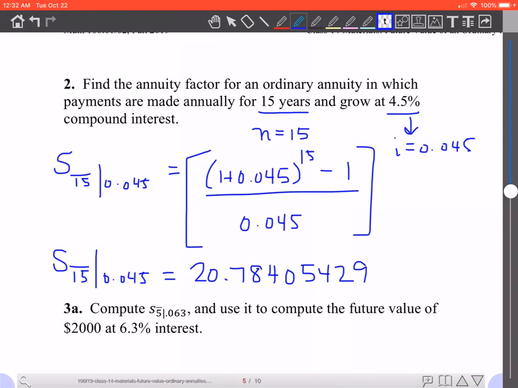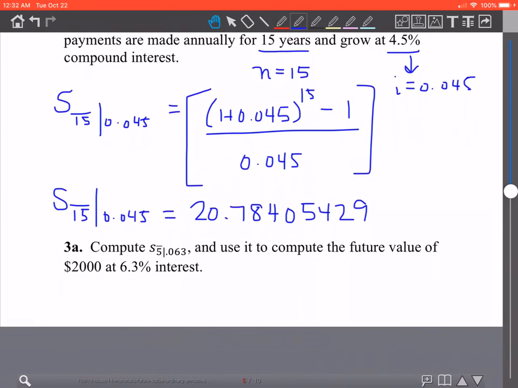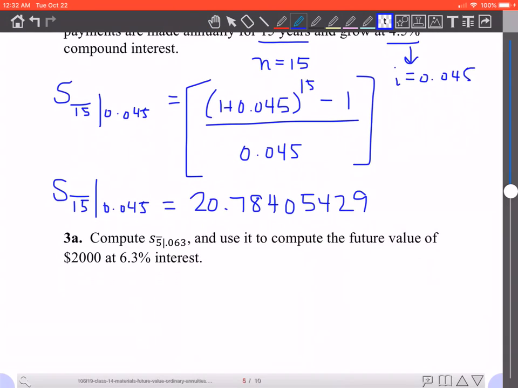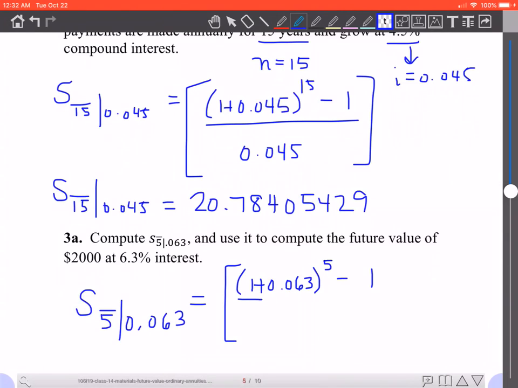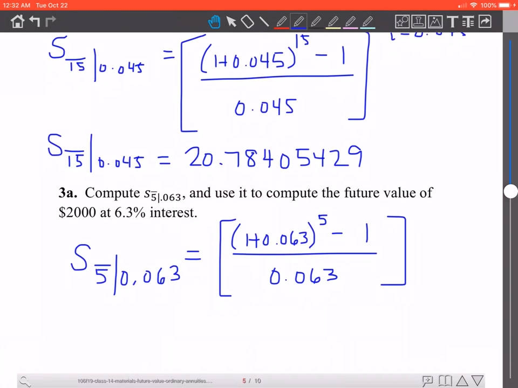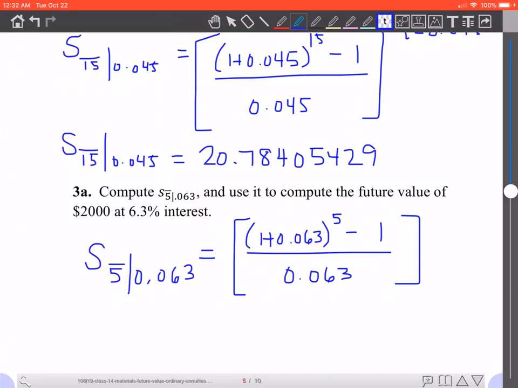So you can calculate the annuity factor for any annuity, as long as you know what n and i are equal to. So what is the annuity factor for a 5-year annuity, 6.3%? This is relating back to our question. Remember we said 5 years, 6.3%. This was way back in the beginning. What would have been the annuity factor of that? We would have growth factor minus 1 divided by the interest rate.